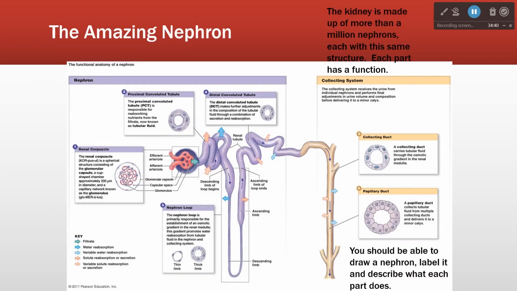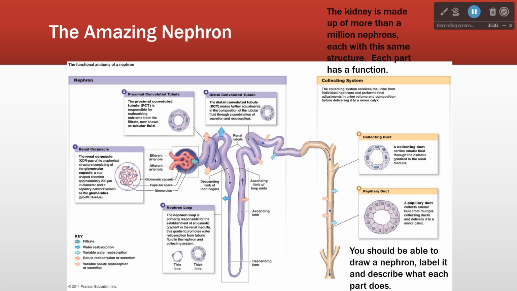The functional unit of the urinary system is this, I'll get it, the nephron, not the neuron, the nephron, the amazing nephron. This is not a cell, okay? This is a collection of cells.